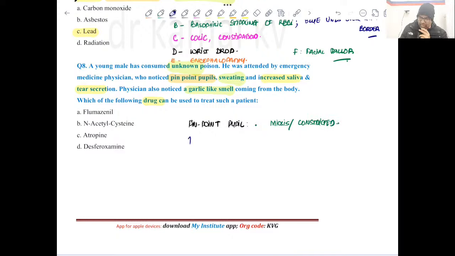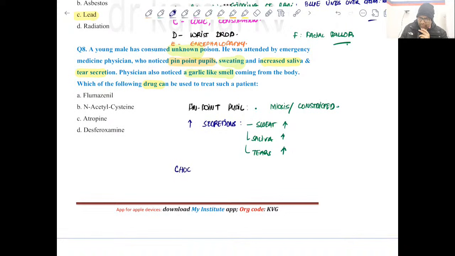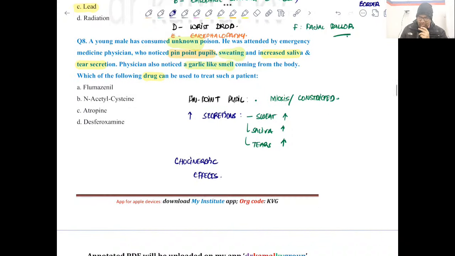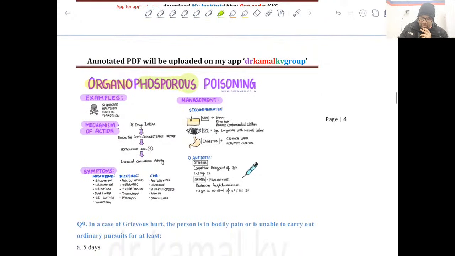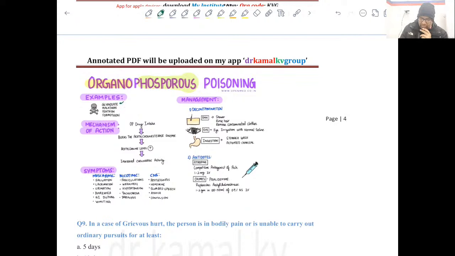Then there is increased secretions, in the form of sweat, saliva, tears. So everything is increased. So this is suggestive of cholinergic effects. So these are all cholinergic effects. Clear? Because this is all parasympathetic overactivity. Now this is a classical case of organophosphorus poisoning, and the examples include glyphosate, malathion, parathion, formothion, right?